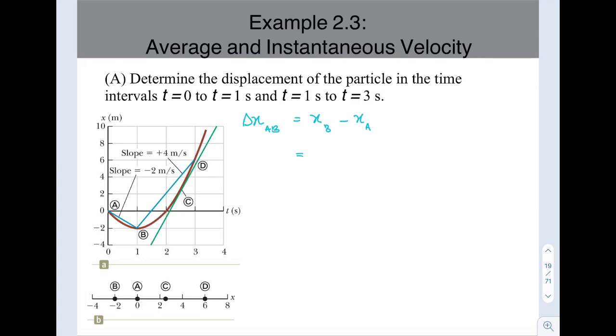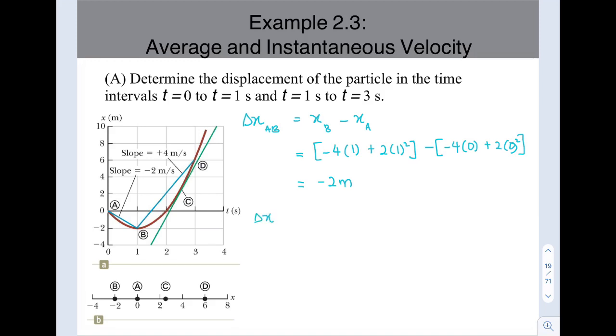Equivalent to -4, based on the equation given, times 1 second, the final time, plus 2 times 1 squared, minus -4 times 0 plus 2 times 0 squared. Okay, so you'll get -2 meters.